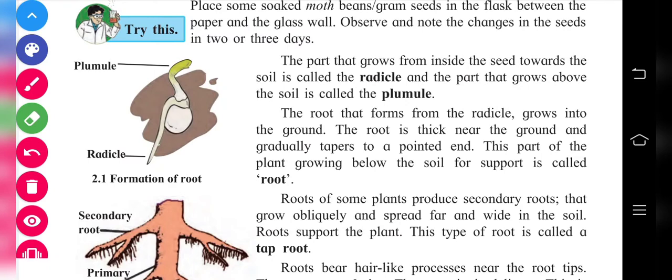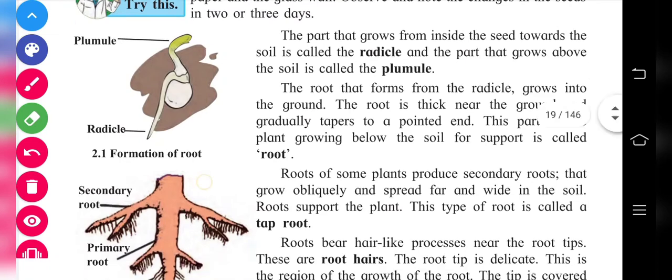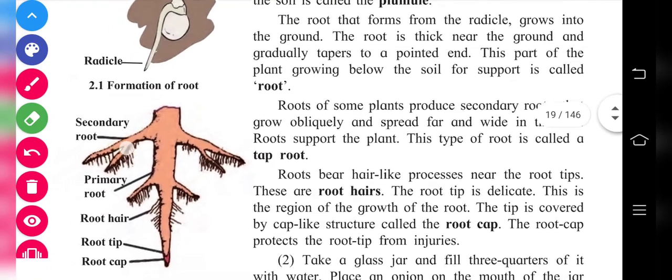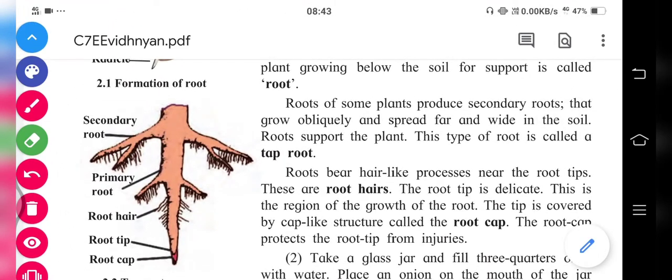After that, the tap root is thicker at the base. The tap root is very thick at the base, and it tapers toward the end. The tap root produces secondary roots. Where is the secondary root? This one is the secondary root. Secondary roots grow abundantly and spread wide in the soil. The basic function of the tap root is to support the plant.